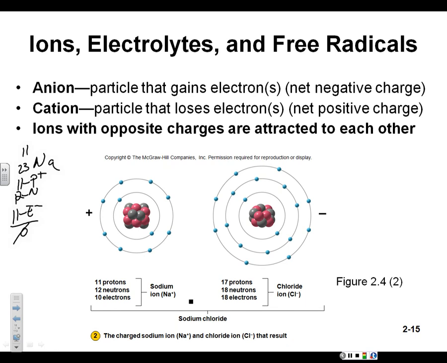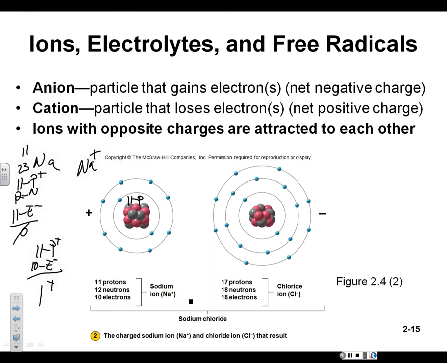So we started off with 11 protons, right? We lost a what? Electron. The number of protons stayed the same. We lost an electron, so now we've got 10 electrons. A negative 10 from a plus 11 leaves positive 1. So now sodium is what? Is it an anion or a cation? It lost an electron, so now it carries a positive charge.